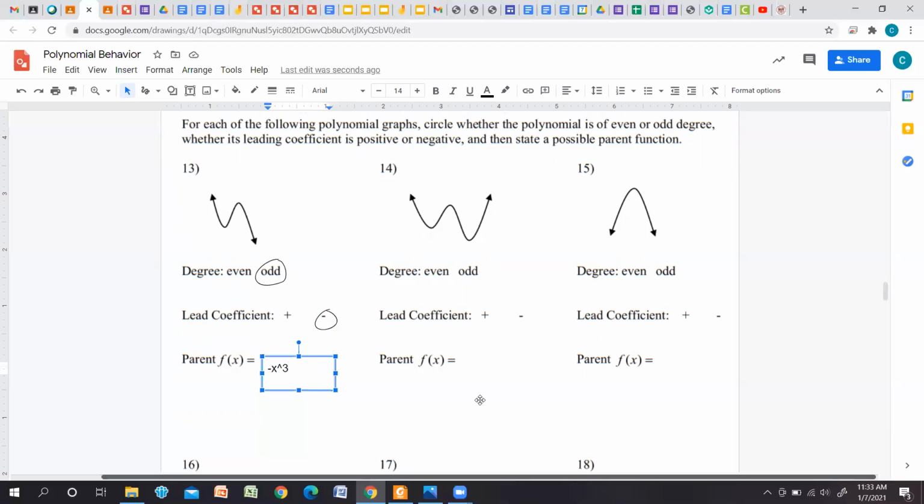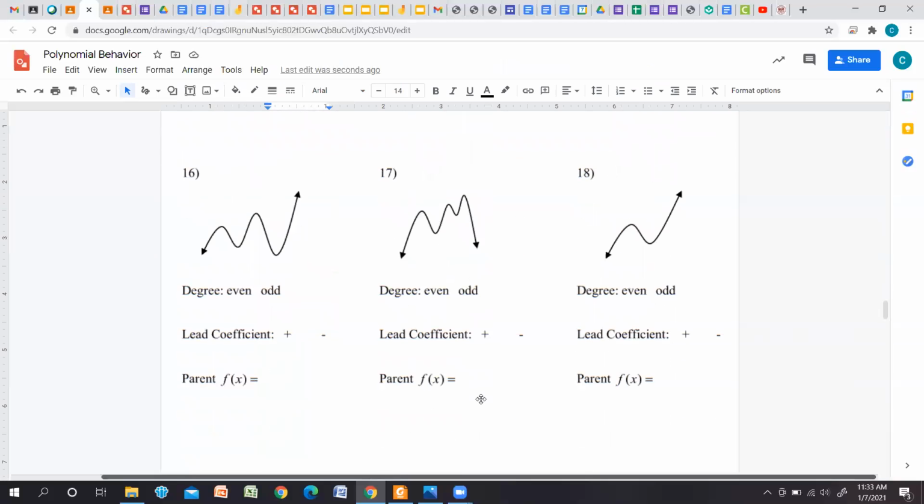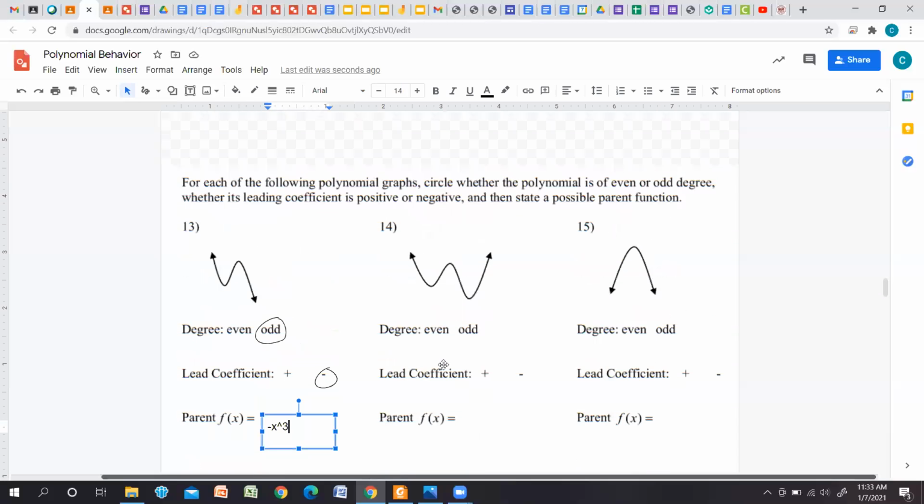All right, and you're just going to go through that and find out for each of these. I think this will be a good exploration so we can understand end behavior. So please work on that.